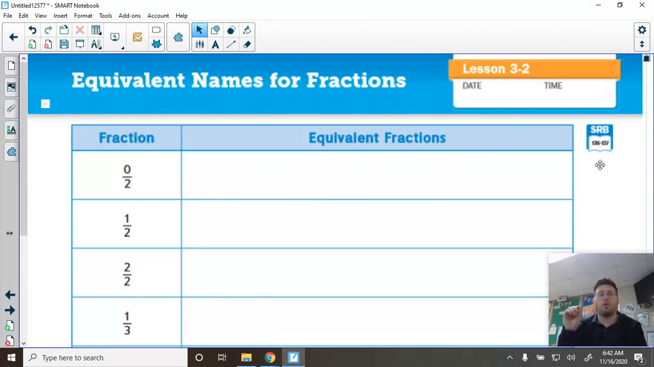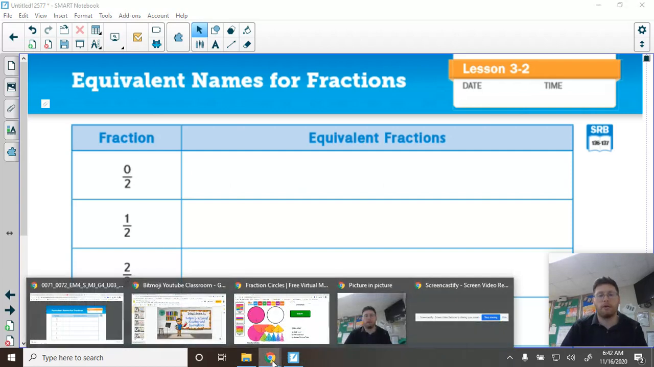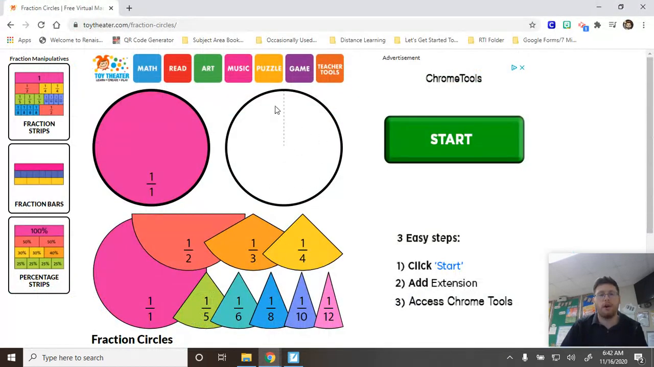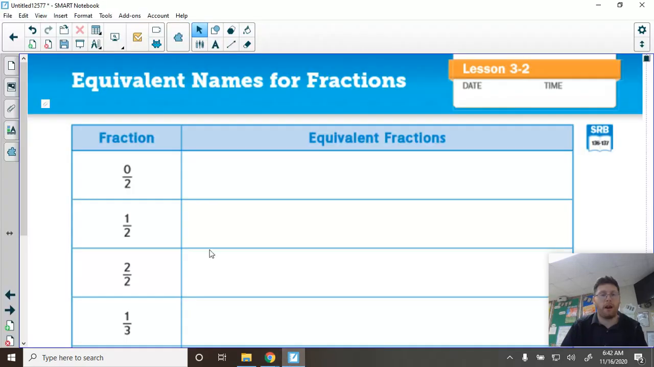So this is your first page in your math journal book. So with this, I have a fraction over here, and I need to find all the equivalent fractions over here. Now, we're only going to go up to 12ths because that's what our fraction circles go up to. So if I have 0 halves, so if I go back here, 0 halves, what do I have? Nothing.